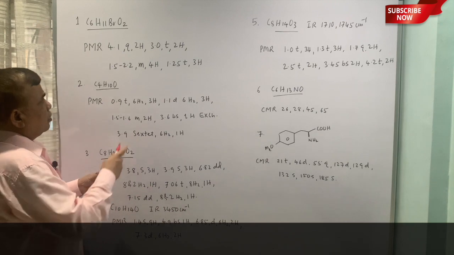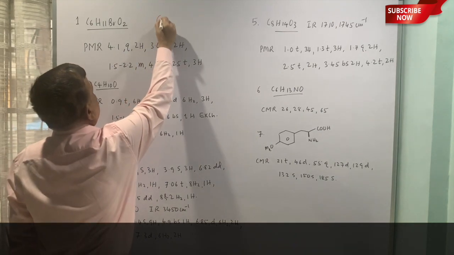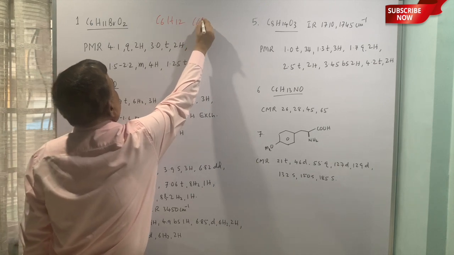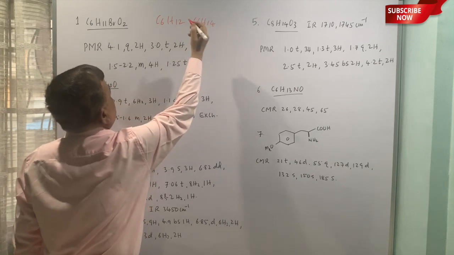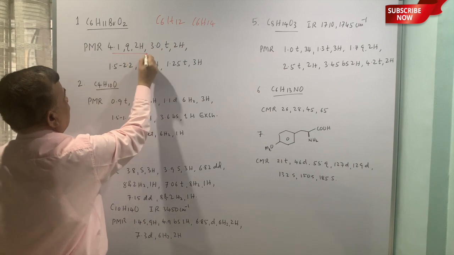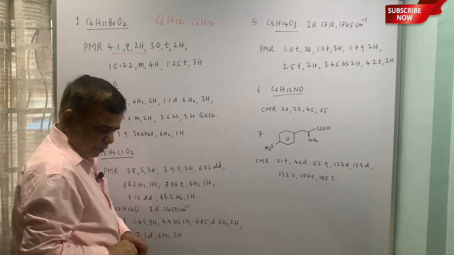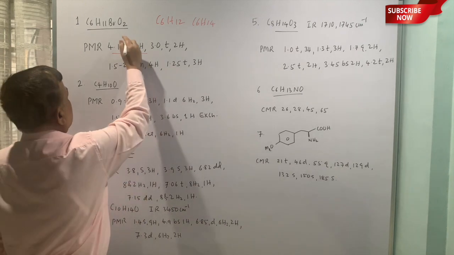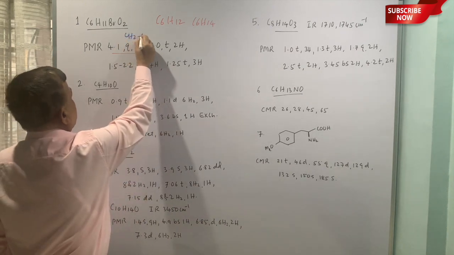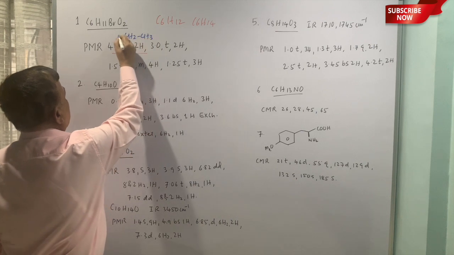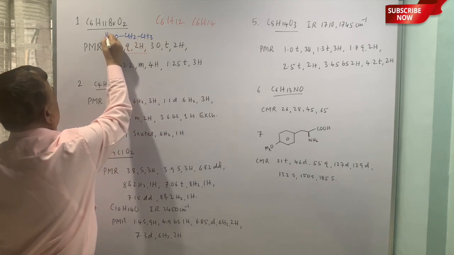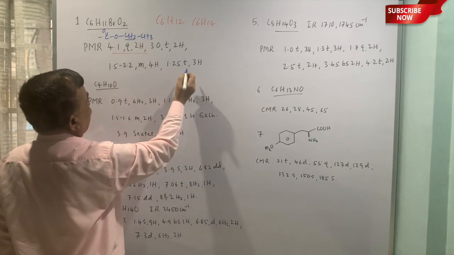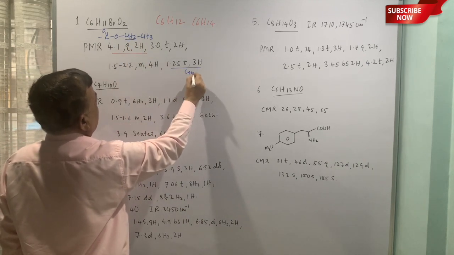C6H11BrO2. So one site of unsaturation. C6H12, C6H14. So two hydrogens are missing, one site of unsaturation. Two protons, quartet. This is CH2 having CH3 as a neighbor, and moreover this is also attached to. So this is that CH2 which is appearing at 4.2. This is the counterpart.